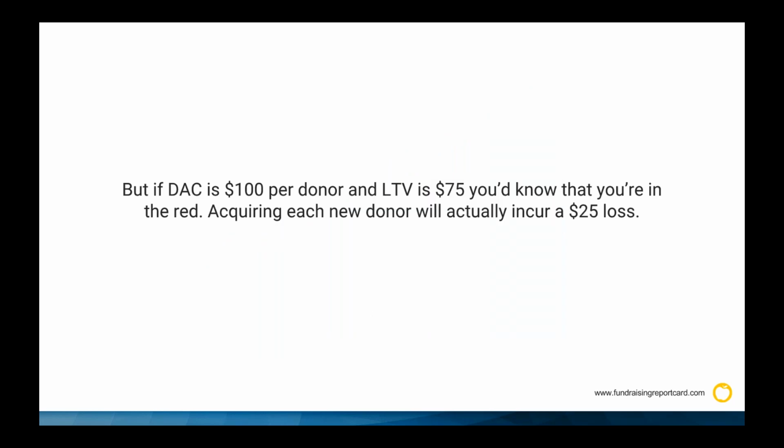The opposite, okay: if donor acquisition cost is $100 and lifetime value is $75, you're in the red, right? That one's obvious. Each new donor is actually a $25 loss that you're acquiring.